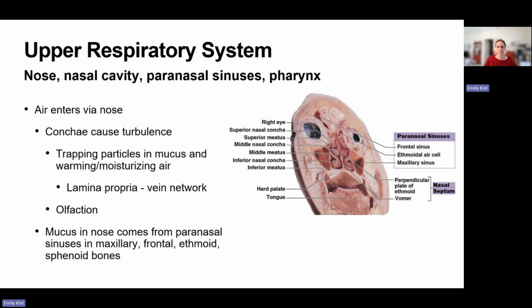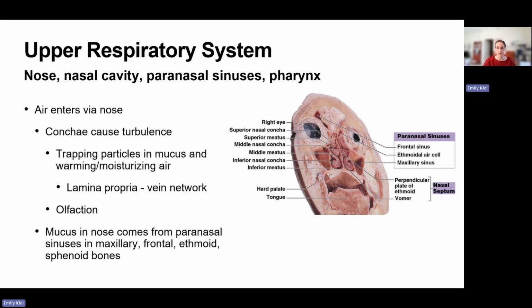So let's look at the upper respiratory system specifically. Remember, it's the nose, the nasal cavity, the paranasal sinuses, and the pharynx. The air enters through the nose, and you have the nasal concha that are going to cause some turbulence. So they're called concha because they look like shells. Think of conch shells. And the goal of the turbulence is it's going to get more particles trapped in that mucus, and it's going to warm up the air and moisturize the air, so that it's not dry, less irritating, and closer to body temperature for us.